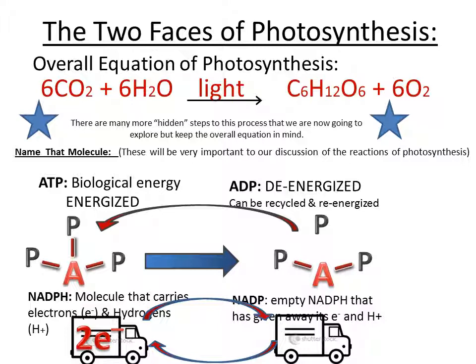ATP is made by photosystem 2, the first one. And NADPH, with its energized electrons, is created by photosystem 1.